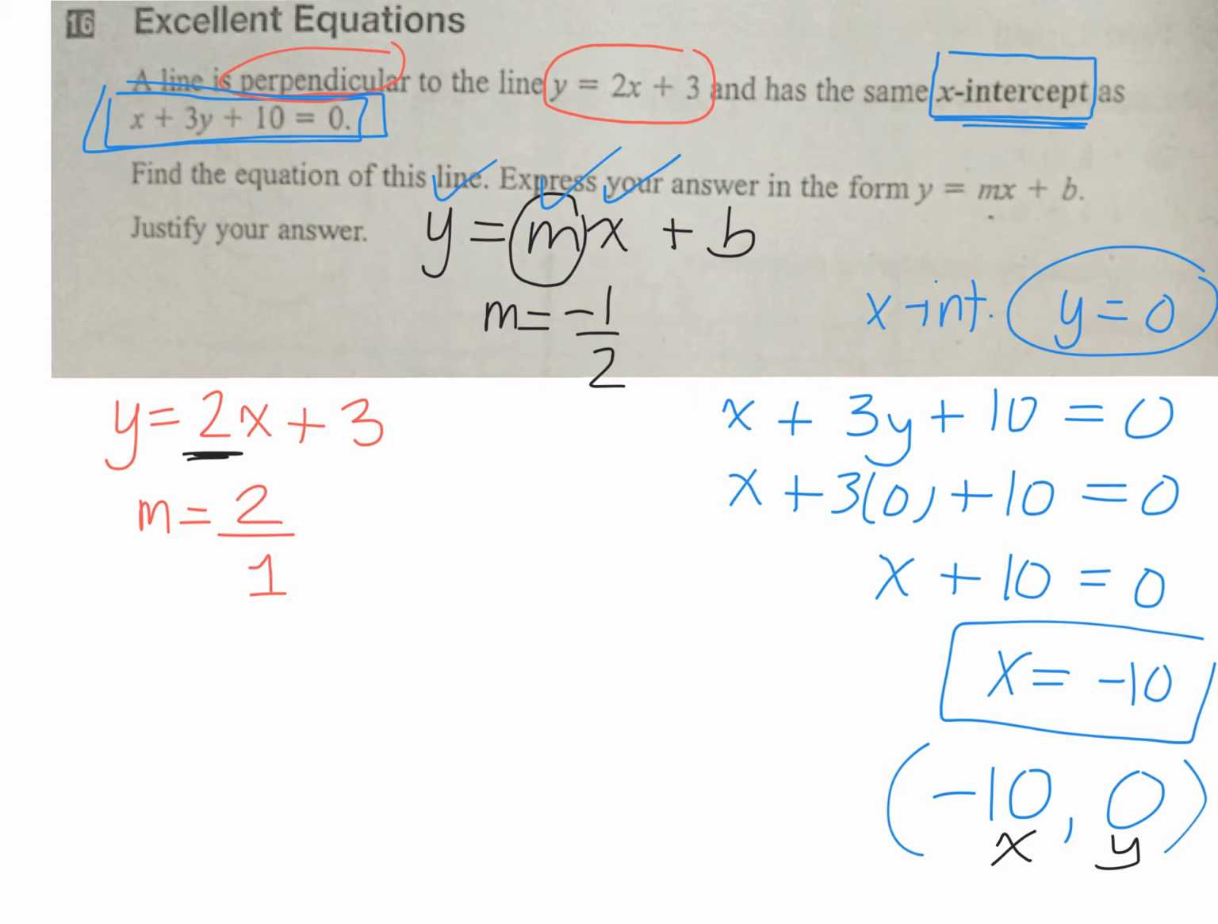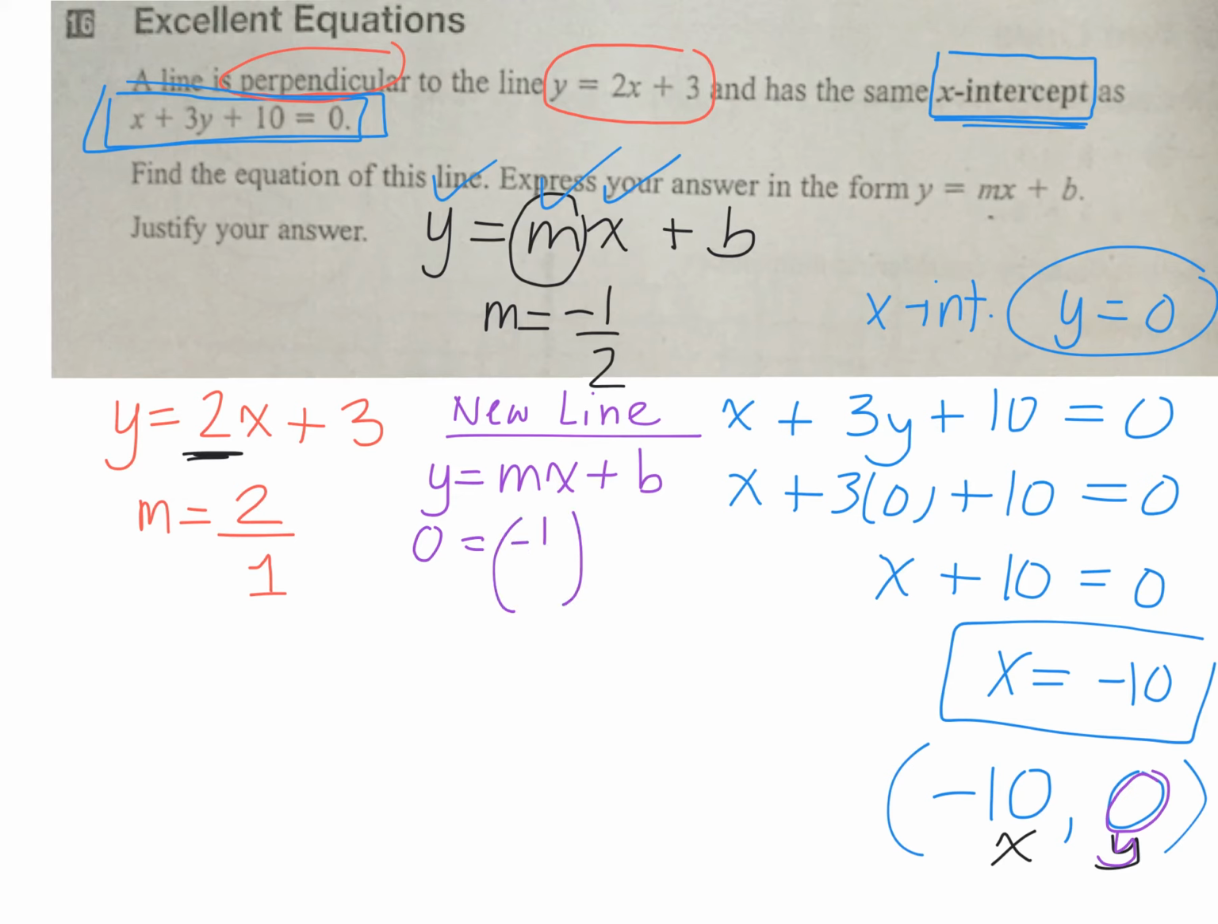We have m, we have x, we have y. What do we need to find? b. So do that now. We're going to plug in y. What's the value of y? 0. What was our slope? Negative 1 over 2. And my x, negative 10 over 1.